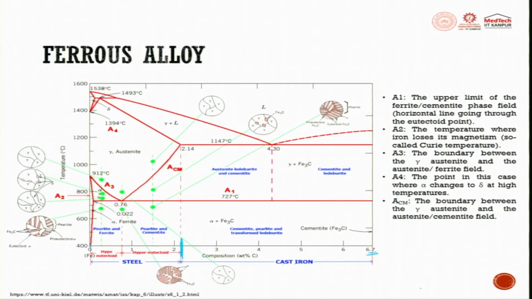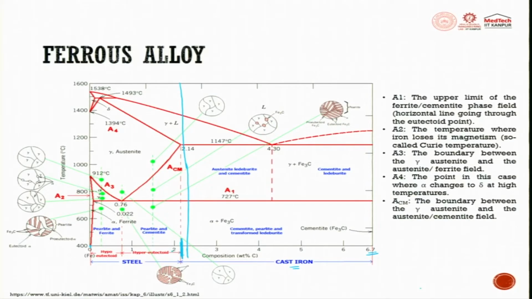Cast iron is predominantly used for casting and for bulk part formation. So let us focus only on this zone, around 2.1 or 2. In this zone you can get the hypo-eutectoid condition and the hyper-eutectoid condition.